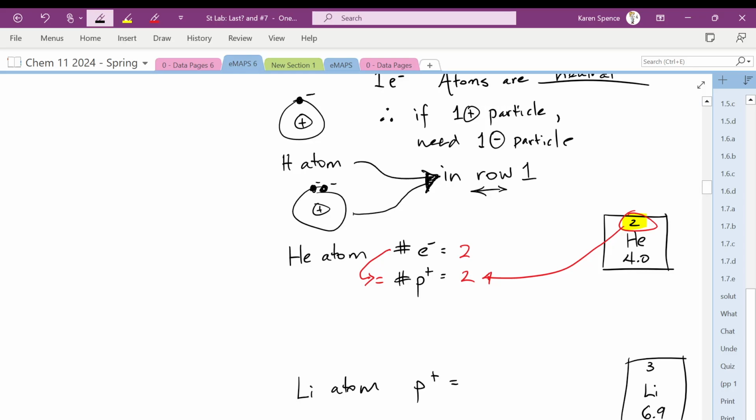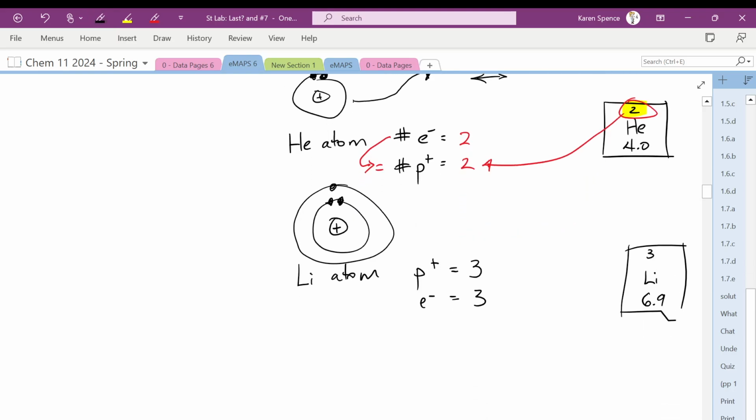How many protons? 3. How many electrons? 3. Okay. One, 2 electrons. Do I need to draw a new shell? Yes, because my third one has to go here.